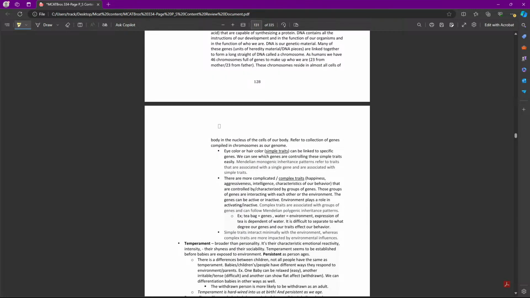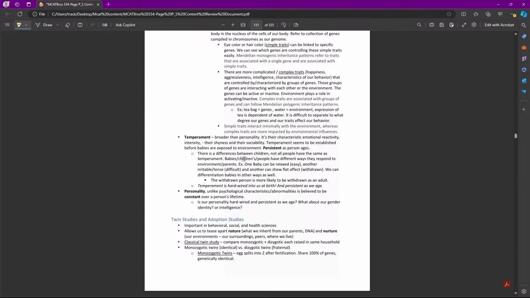So, some simple traits are eye color or hair color, which can be linked to specific genes. But there can be complex traits like happiness, aggression, intelligence, personality, or different mental disorders that can be associated with genes. The environment can also play a role in activating and inactivating genes through Mendelian and polygenetic inheritance pathways. Example: tea bag equals genes, water equals environment. Expression of the tea is dependent on the water. It's difficult to separate to what degree our genes and our environment affect our traits.